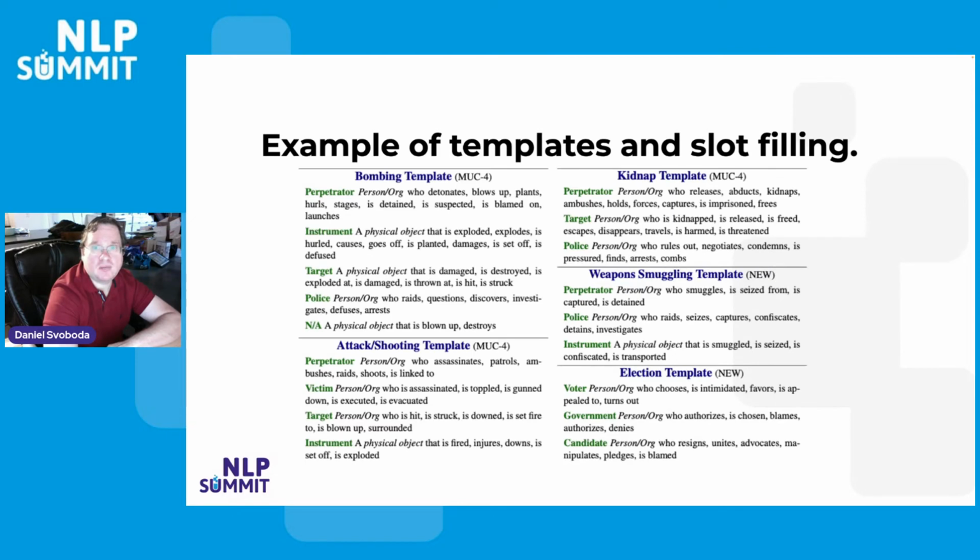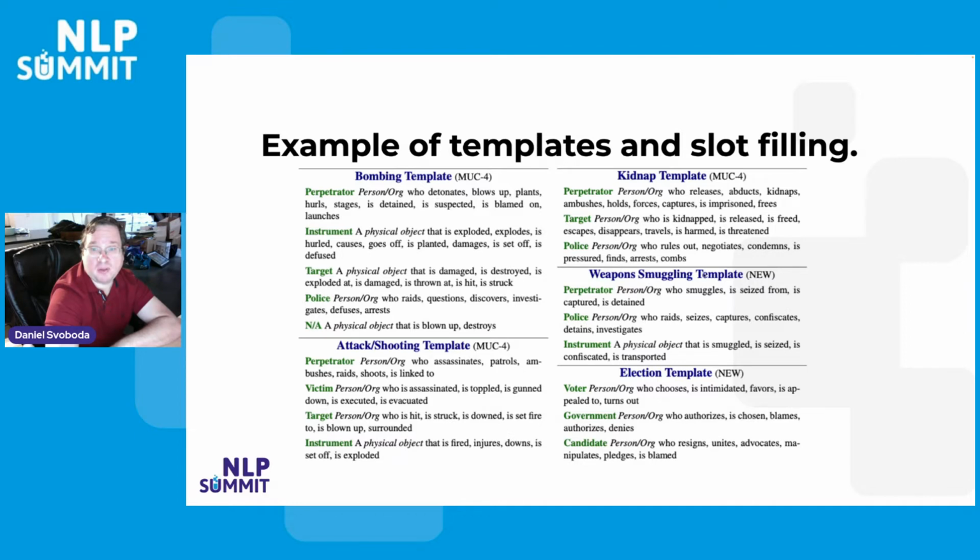So here are examples of templates and the slot fillings. If we were to have a bombing template, we would have as various slot fillings perpetrators, and we would have the various verbs and head nouns and WordNet nouns to distinguish these, such as plants, hurls, stages, suspected. We'd have target, we'd have a police.